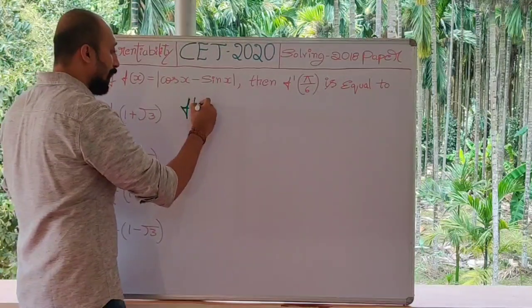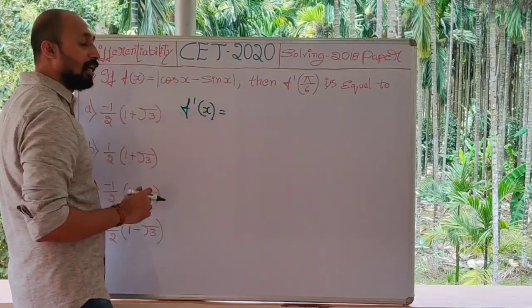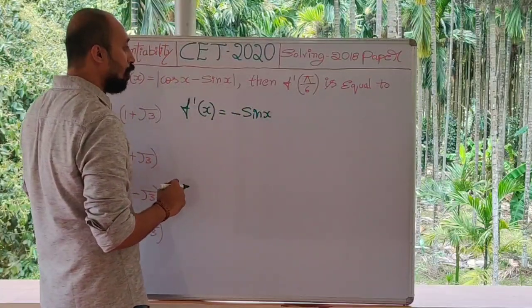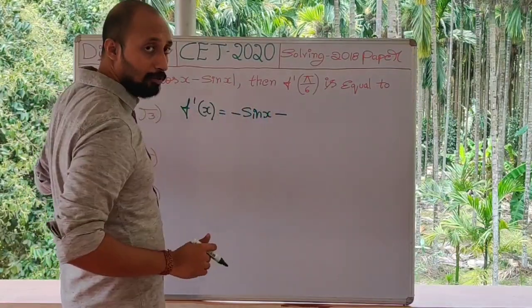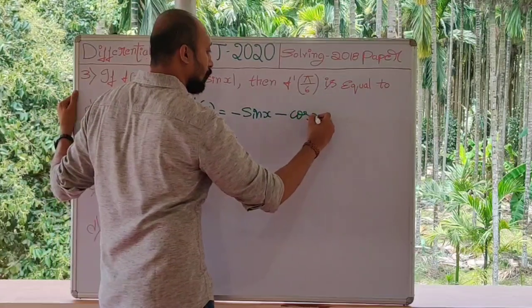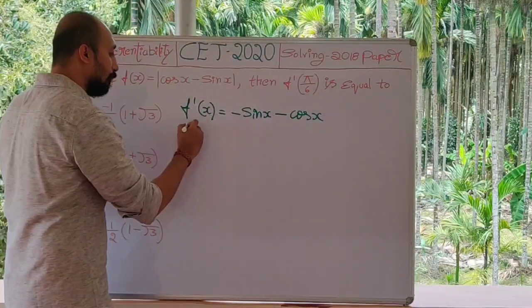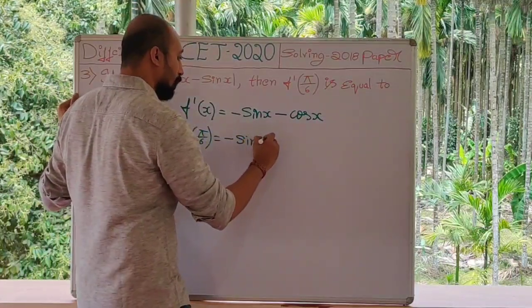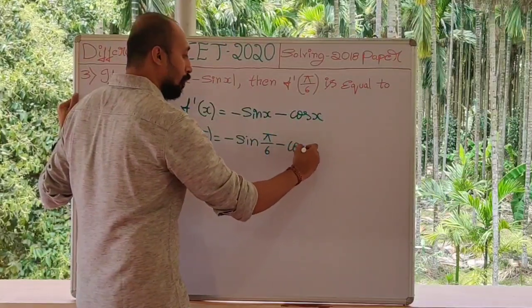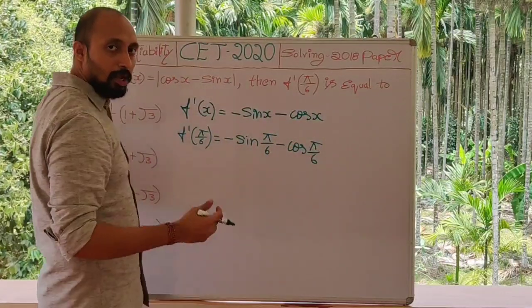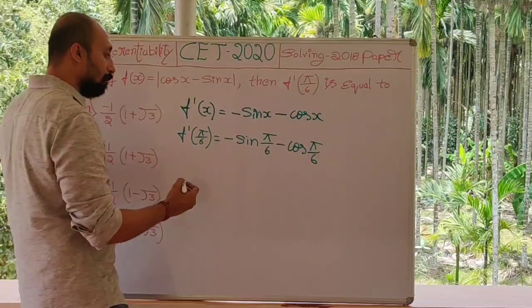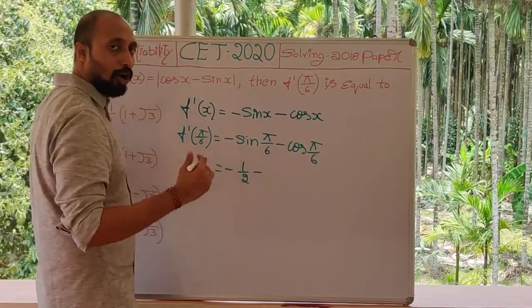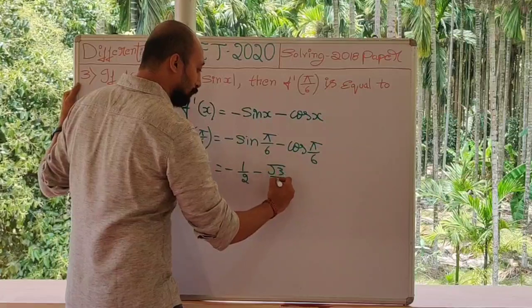What is f dash of x? What is the differentiation of cos x? It is minus sin x. What is the differentiation of sin x? It is cos x. So this is the differentiation. I need to find f dash of pi by 6. So it is minus sin pi by 6 minus cos pi by 6. You know these values from your first year chapter. So minus sin pi by 6 is minus 1 by 2, minus cos pi by 6 is root 3 by 2.